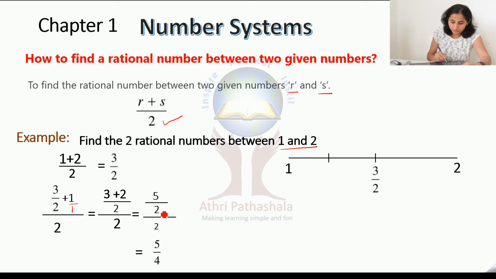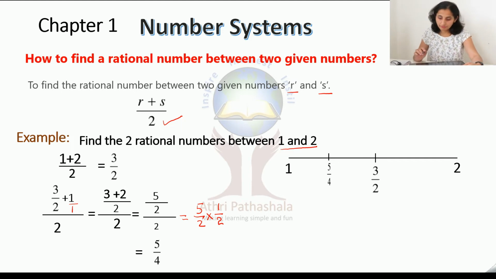Therefore it is 5 by 2 whole divided by 2. We can write it as 5 by 2 into 1 divided by 2. We have to take the reciprocal of this 2. Therefore we will get 5 divided by 4. So 5 divided by 4 and 3 divided by 2 are the two rational numbers between 1 and 2. So between any two numbers we can find infinitely many rational numbers.